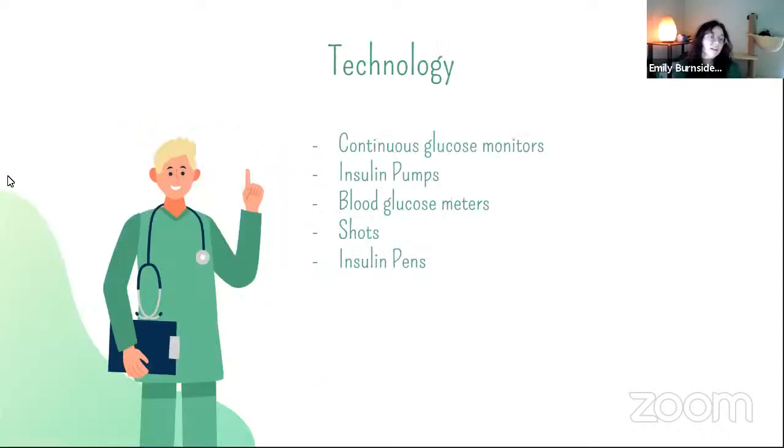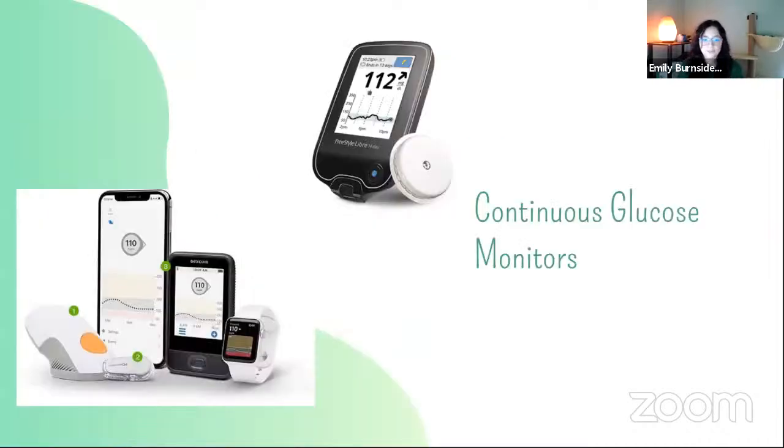So now we're going to be moving on to the technology that treats type 1 diabetes. These are just some common technology that treats type 1 diabetes, and we're going to be getting into each of them in detail. Starting off with CGMs, or continuous glucose monitors, these continuously monitor the blood sugar. This replaces the need to do finger sticks to check the blood sugar. At the top here, we have the Freestyle Libre, and in the left-hand corner, there is an example of the Dexcom system. These are the two most widely used CGMs.